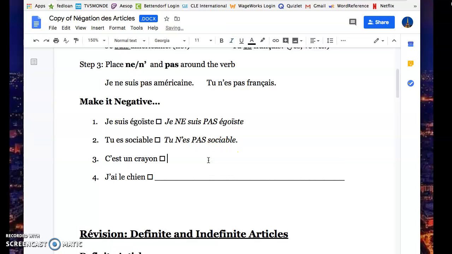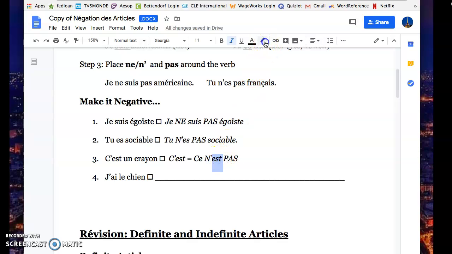Okay, this one is a little bit weird. My verb is just the est part. So essentially, this "s'est" is se plus est, and that becomes s'est. So what I need to do when I'm making it negative is keep my s, put my n apostrophe in front, and then my pas after the verb.